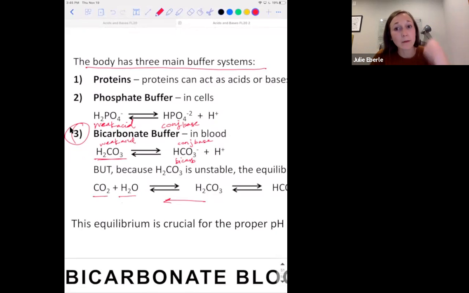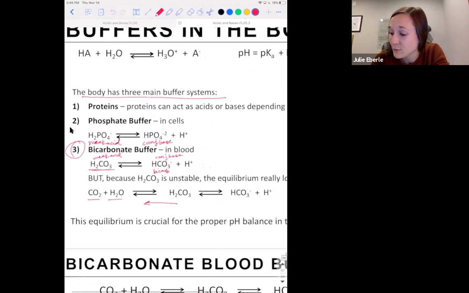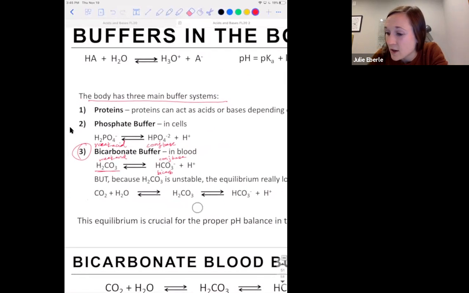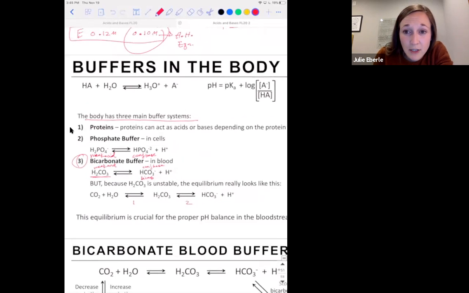It can break down to make bicarbonate plus. It can also break down to make CO2 and water. So we have a really unique situation here where we have two equilibrium systems, 1 and 2, all within the same reaction. All right. We haven't seen something like that before, but this can happen. And this is how our pH is maintained in our blood.